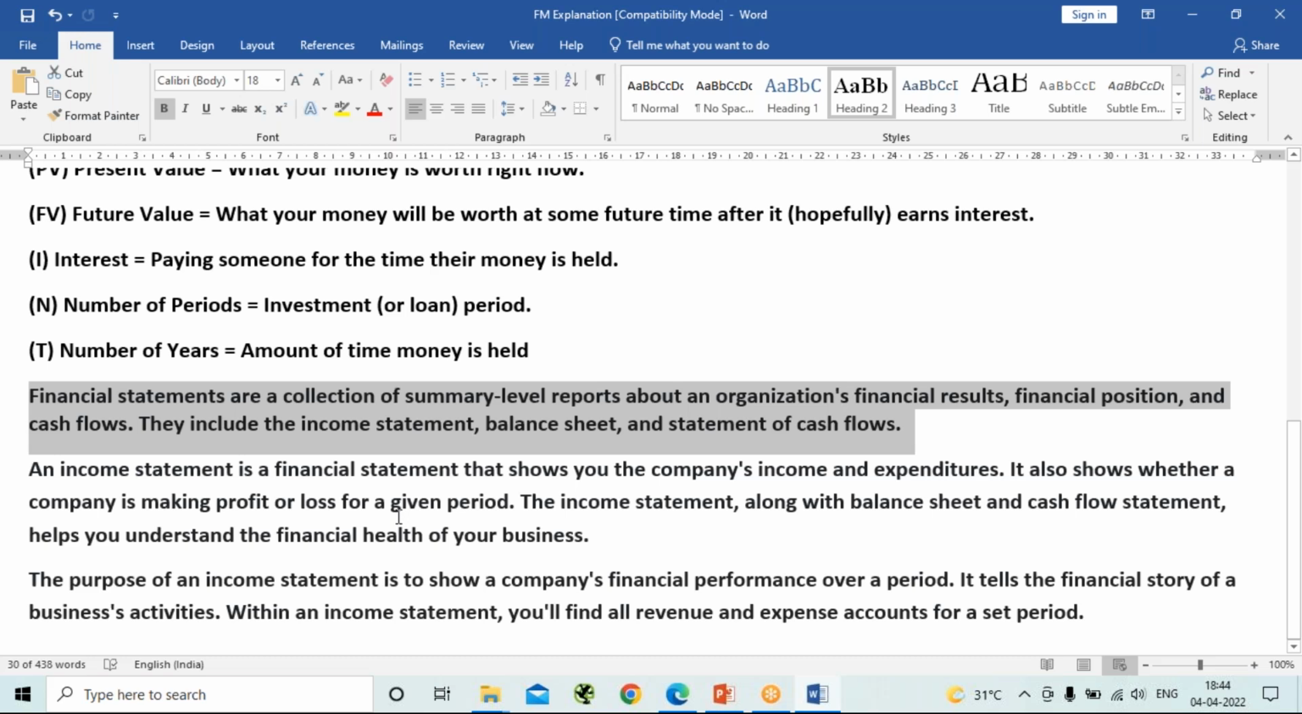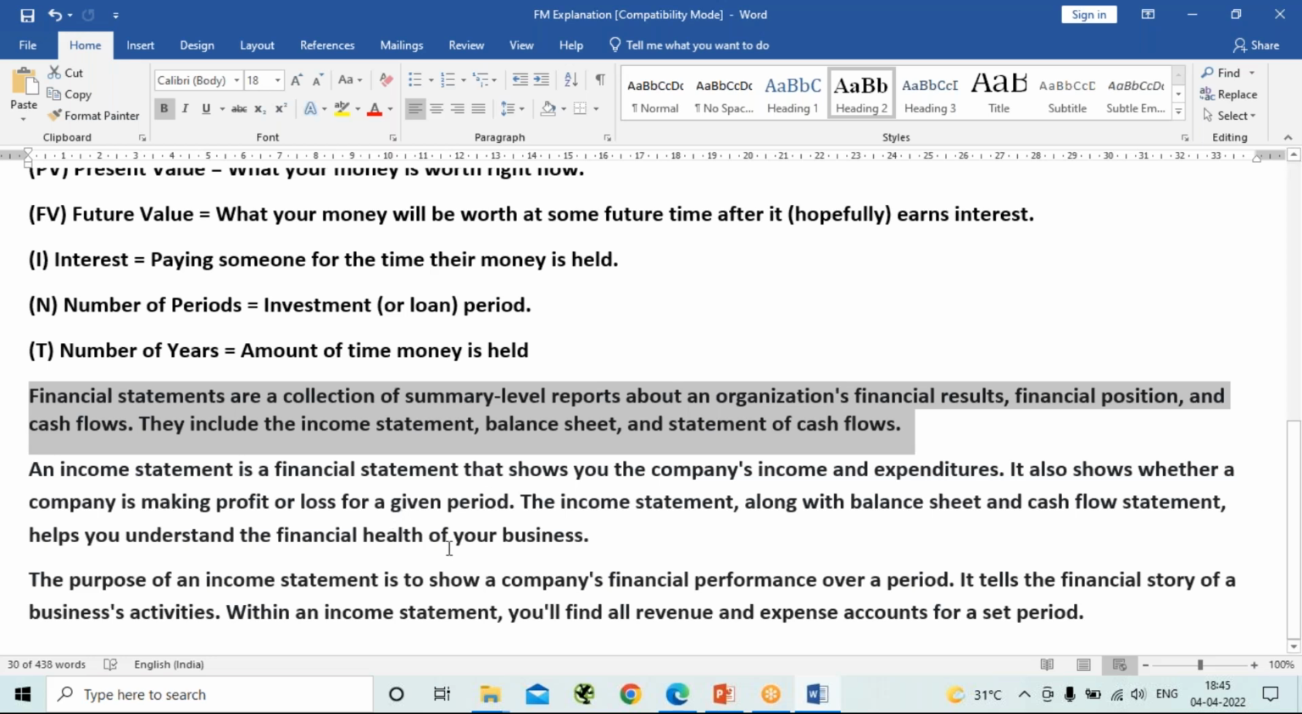Financial statements are a collection of summary level reports about an organization's financial results, financial position, and cash flows. They include the income statement, balance sheet, and statement of cash flows. These are the important financial statements which tell the position of your business: whether they are capable of continuing the business, whether they should decide to sell their business, or whether they are capable enough to expand, or buy a new business and merge it, acquiring. It talks about the numbers and says what your position is as of now.